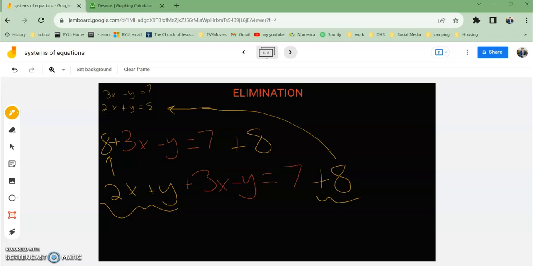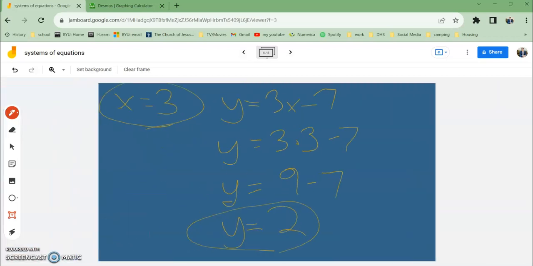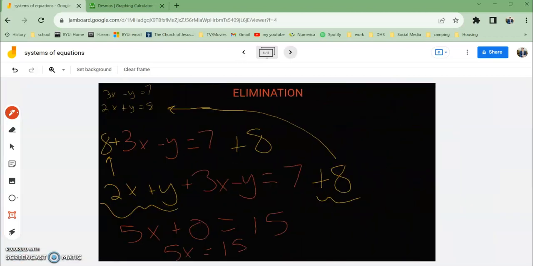So now we can add these together and simplify the left side. So 5x, because y plus negative y is plus 0, and that equals 7 plus 8, which is 15. And we're back here: 5x equals 15. Then we can continue solving like we did in the last couple of steps of substitution. We found the x value, and we can now find the y value. That is actually how elimination works. It's pretty simple, pretty easy. It's just kind of a hidden thing. That's how it works.